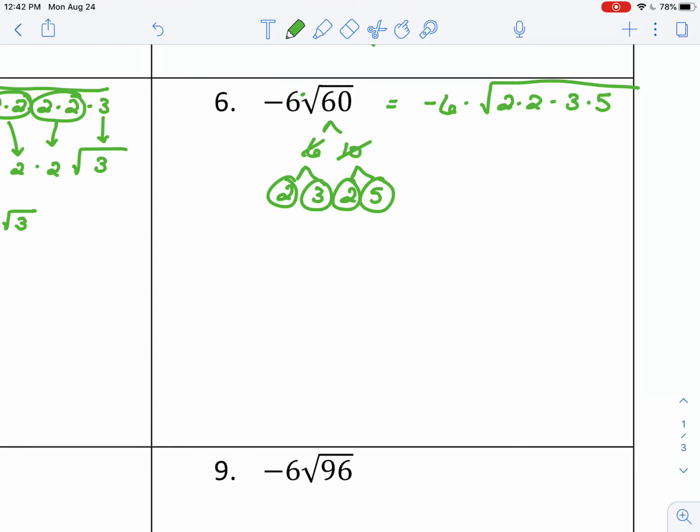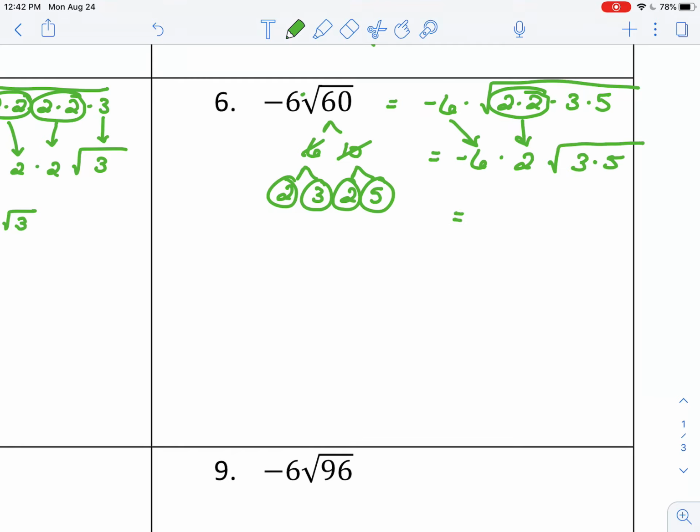Pairs make perfect squares. So I have a perfect square here. 2 times 2 is 4. The square root of 4 is 2. So yes, there's a -6 outside the radical. Joining that -6 is a 2. So to come out of the radical, you need pairs. There's still a 3 and a 5 though, because there's not 2 of those 3's or 2 of those 5's. And that's all I can do. Just take out that pair of 2's.